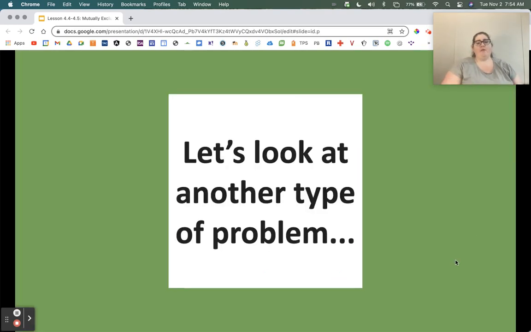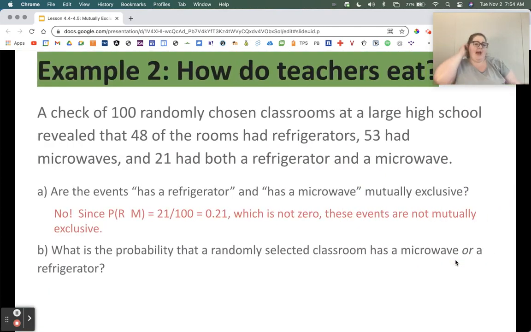So let's look at another type of problem where we don't necessarily have a diagram that's given. You have one answer already because I didn't do the pacing right. So a check of 100 randomly chosen classrooms at a large high school revealed that 48 of the rooms had refrigerators, 53 had microwaves, and 21 had both a refrigerator and a microwave.